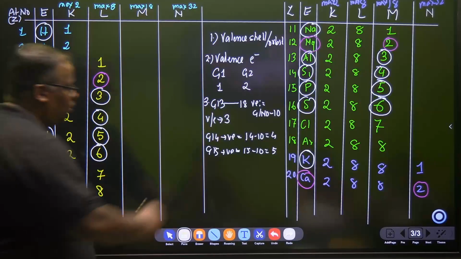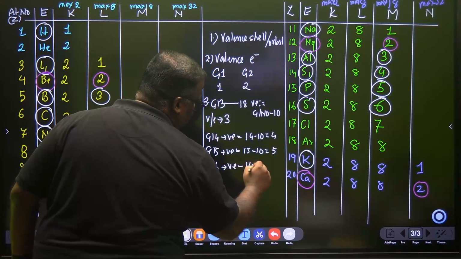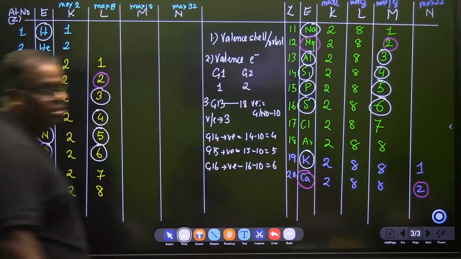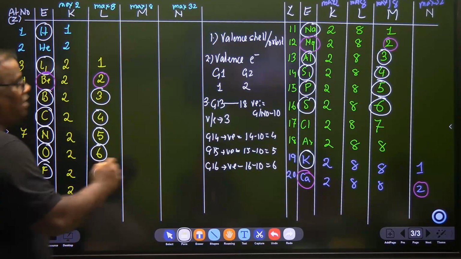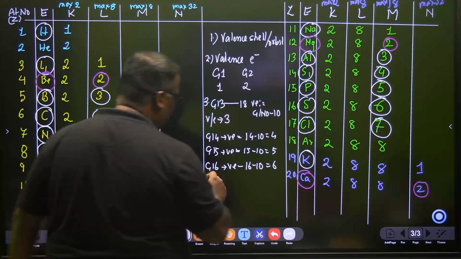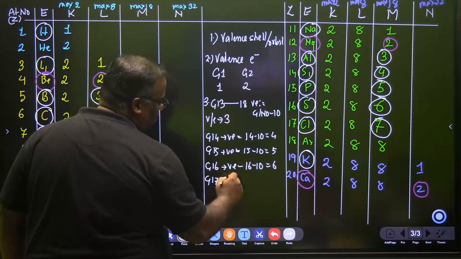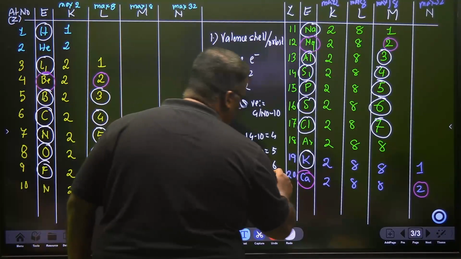So group 16, the valence electron count is 16 minus 10, which is equal to 6. Agreed? Now we come to group 17, which is fluorine, chlorine, bromine, iodine. Fluorine and chlorine, we have got 7 electrons and it exactly tallies. Group 17, valence electrons should be 17 minus 10, which is equal to 7.